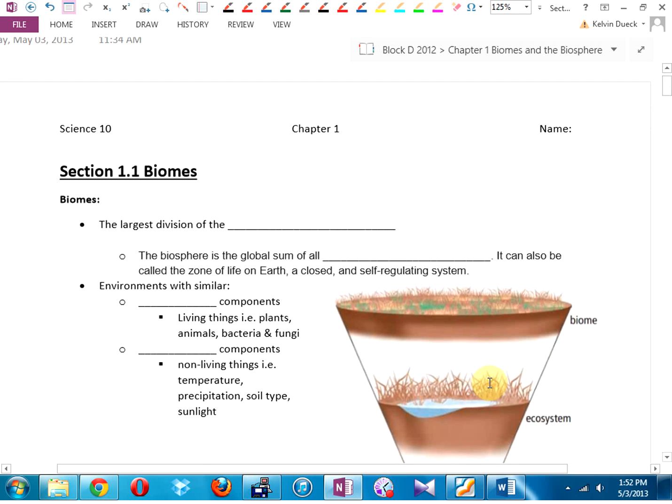Section 1.1, we're looking at something called biomes. What are biomes? Well, biomes are the largest division of the biosphere, which really doesn't tell you much unless you know what the heck the biosphere is. The largest division of the biosphere. What's the biosphere? The biosphere is the global sum of all ecosystems.